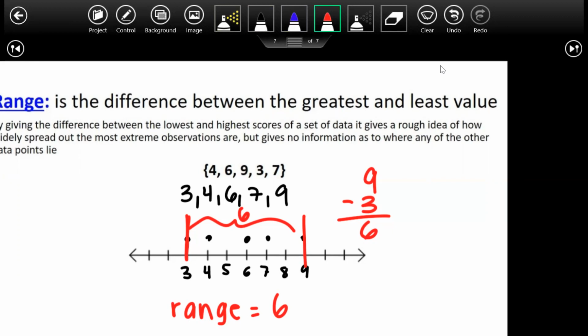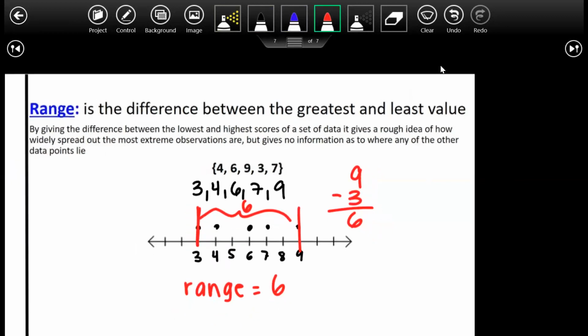Cool? Okay. So the range is something that we should know. We've done this with parabolas. We've done this with a bunch of stuff. But it means something different in statistics. It tells us how roughly spread out our data is. It tells us the spread of our data.